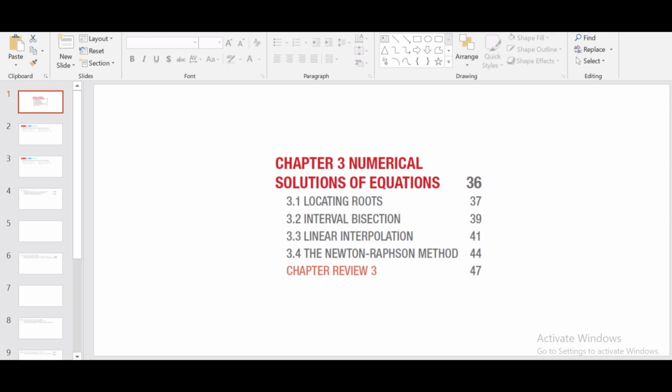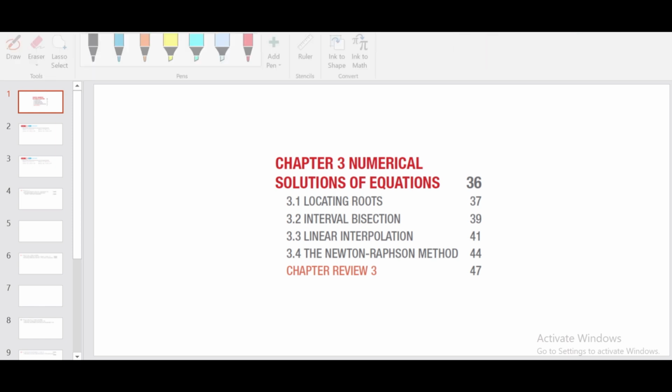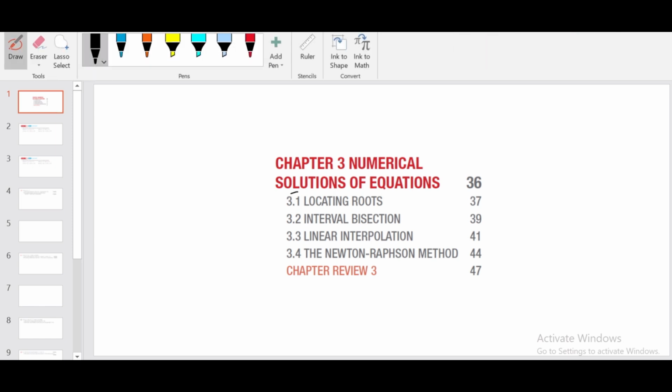We are going to start Chapter 3, Numerical Solutions to Equations. Okay. The 3.1 is locating roots. This is the same as the first topic of Chapter 8, P3, Chapter 8, Numerical Methods. It's exactly the same. Okay.